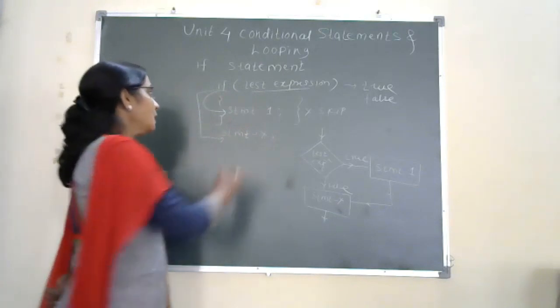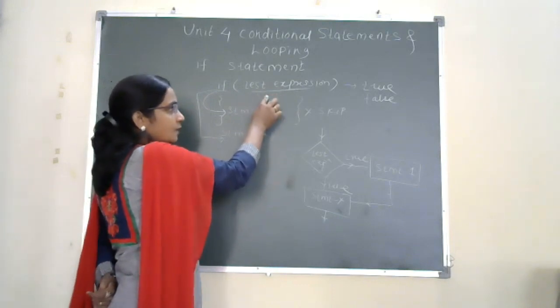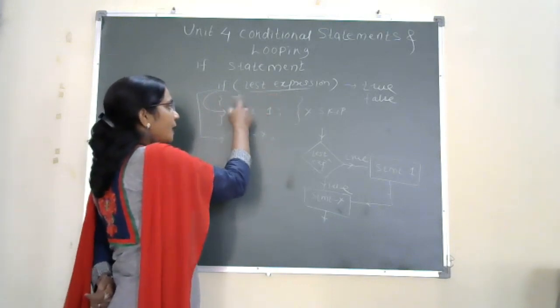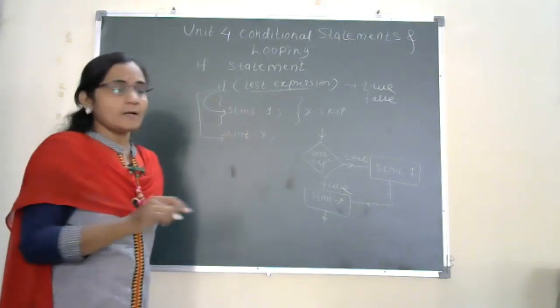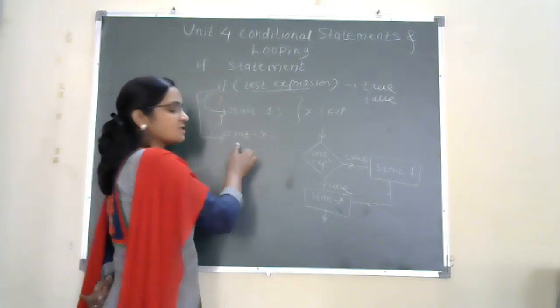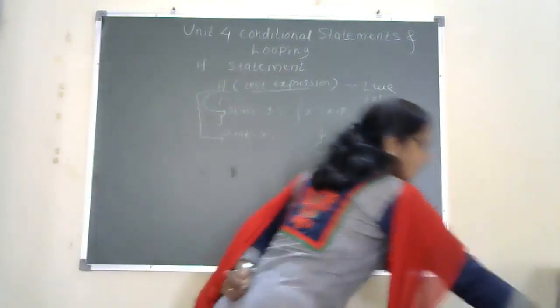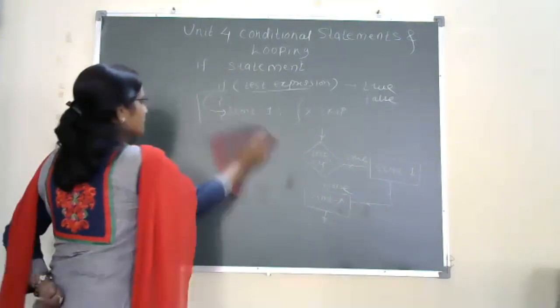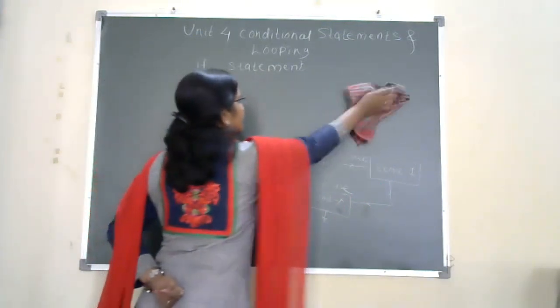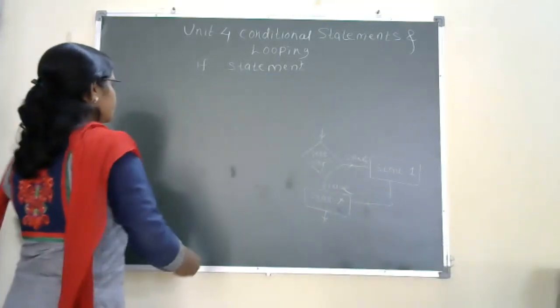So very simple. You first only check the condition, and depending on the result of the condition, the path of execution will be decided. If it is true, the statement 1 block will be evaluated, and if it is false, statement X will be evaluated. And it becomes clear with an example. Suppose here I take one example. With this example, you will get a clear idea of the if statement.